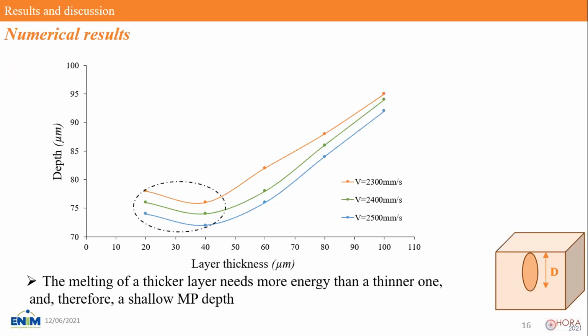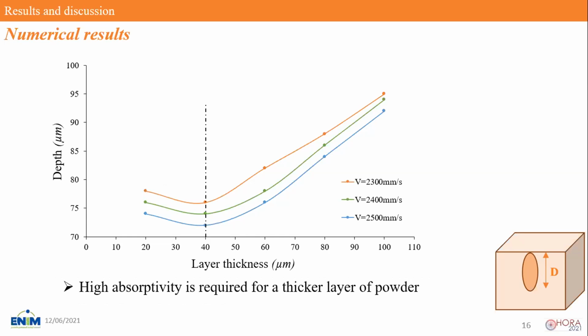And this is maybe caused by the fact that more laser energy is necessary to melt a thicker layer of powder, leading to a limited energy penetration during the formation of the melt pool. Basically, an upward trend is found in the depth starting from the thickness 14 micrometer. The depth increases as the layer thickness increases.